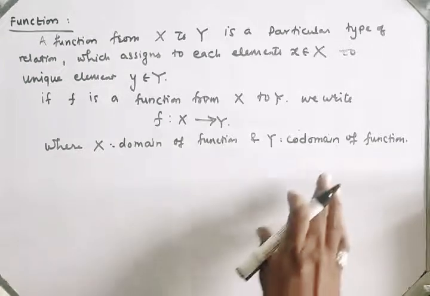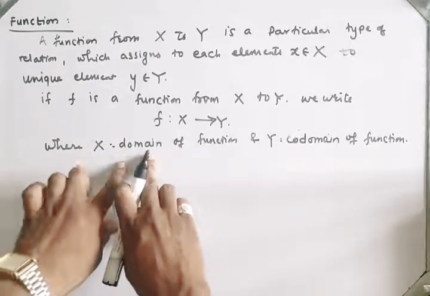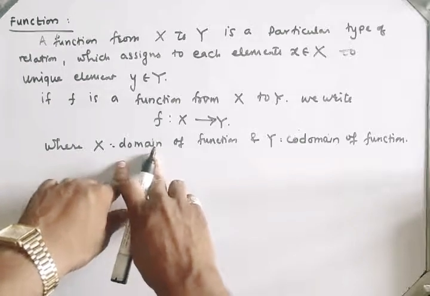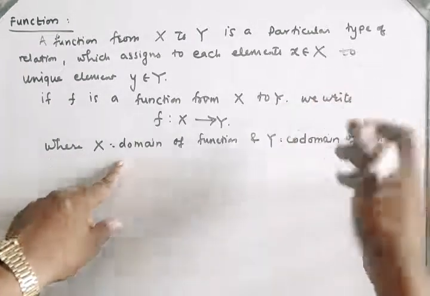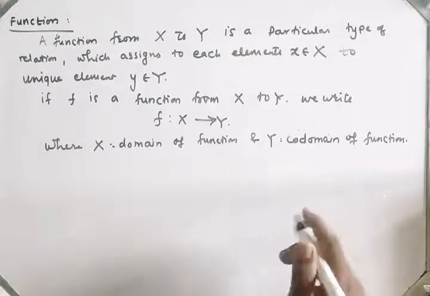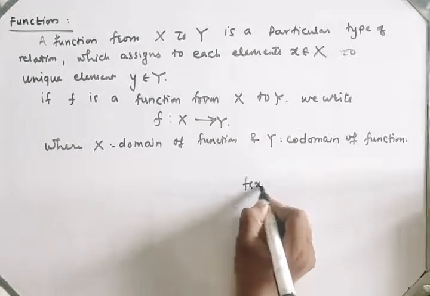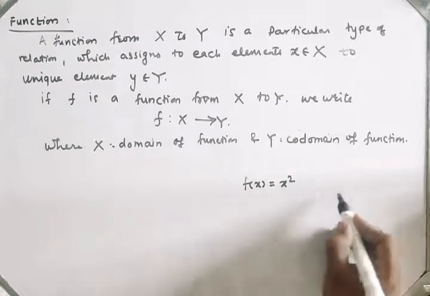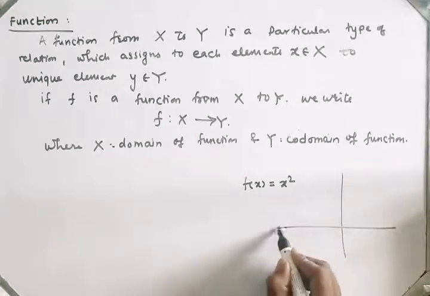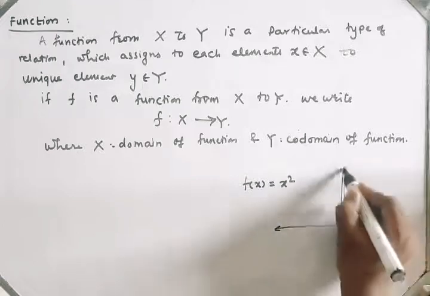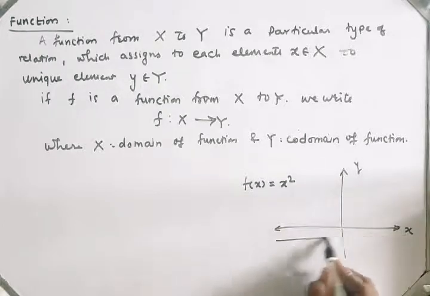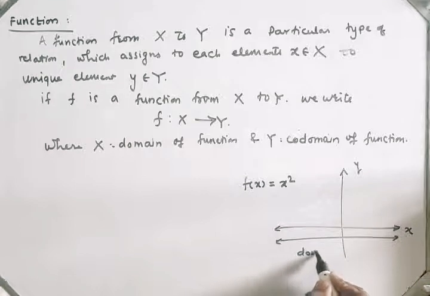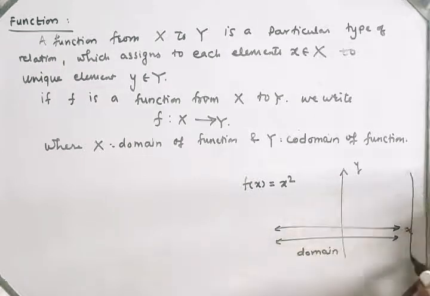So what is meant by domain and codomain? Domain means we give the input of that function, and the output of the function is nothing but the codomain. If I have the function f of x is equal to x square, I will plot the graph of this function. So this is the x axis and this is the y axis. The x axis is the domain of the function and the y axis is the codomain of the function.